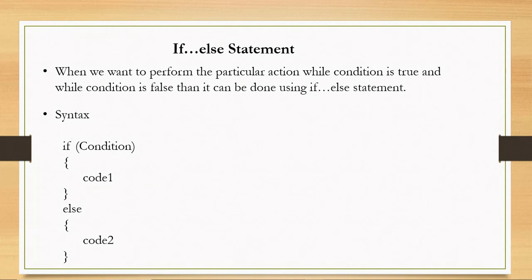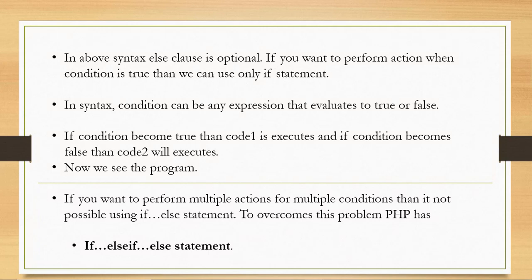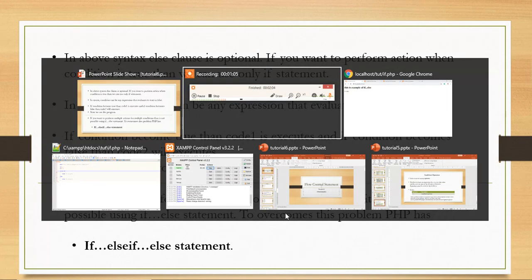When we want to perform a particular action while a condition is true and another while the condition is false, then it can be done using the if-else statement. The syntax of the if-else statement is available here. In the above syntax, else is optional. If you want to perform an action only when the condition is true, then we can use only the if statement. In the syntax, the condition can be any expression that evaluates to true or false. If the condition becomes true, then code 1 will be executed, and if the condition becomes false, then code 2 will be executed. Now we see the program of the if-else statement.